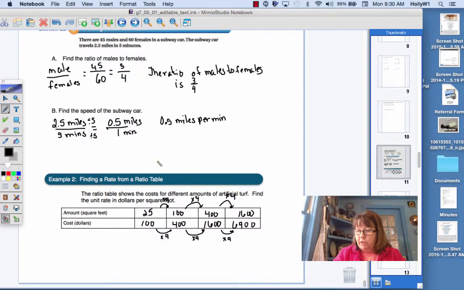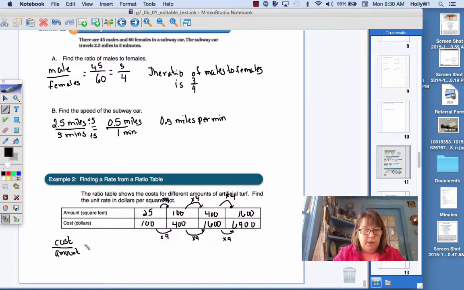So we're going to use a ratio from the table because we want to figure out what the unit rate is in dollars per square feet. So we're going to say the cost divided by the amount. And just because the ratio table is the amount and then the cost does not mean that it always has to be represented that way in a ratio.